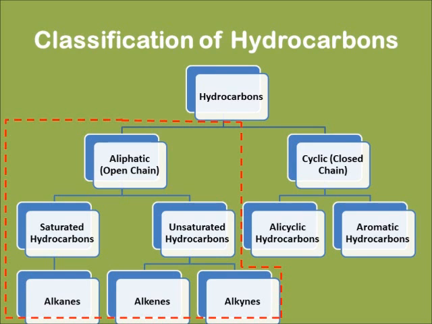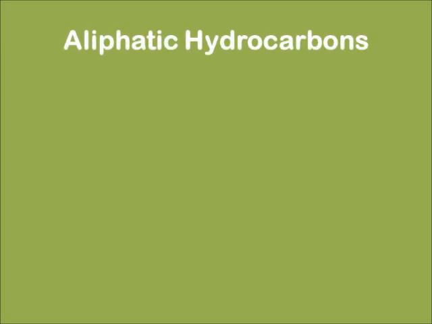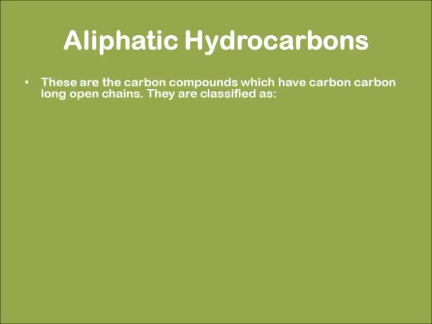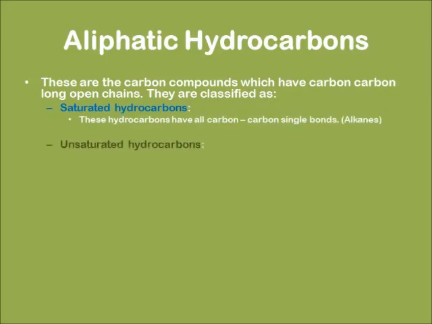Now we will be discussing about the highlighted part. Aliphatic hydrocarbons. These are carbon compounds which have a long open chain of carbon. These are classified as saturated hydrocarbons. These are hydrocarbons which have all carbon-carbon single bonds only. The other category is unsaturated hydrocarbons. These hydrocarbons have at least one carbon-carbon double or triple bond.